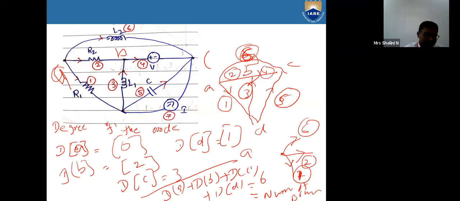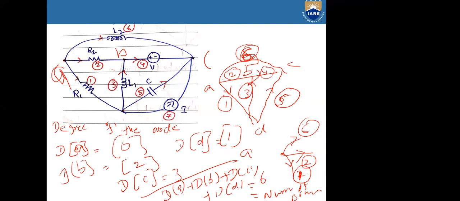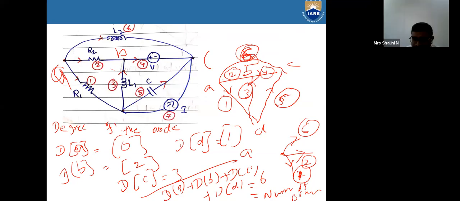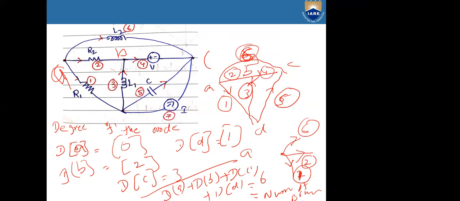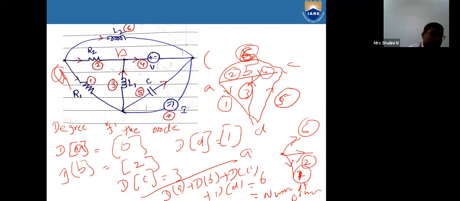Next one, I am going to cover the directed graph. Okay, next up is the 10:20 class. Babu, 10:20? Yes, sir. Okay, right. Next one is the directed graph.